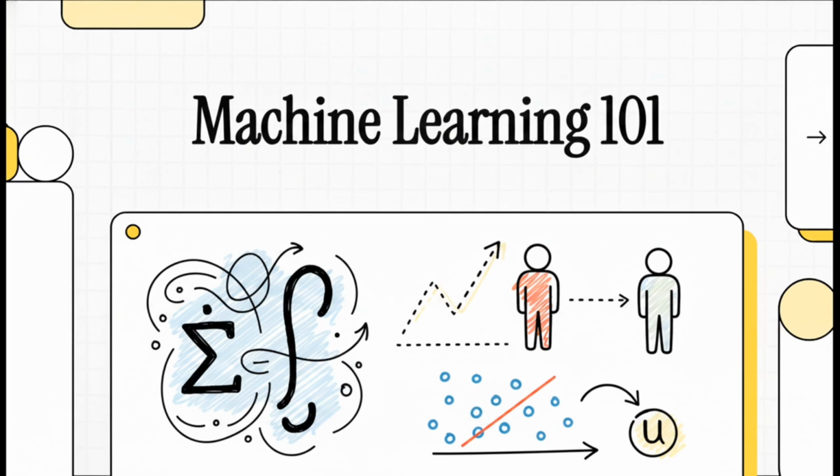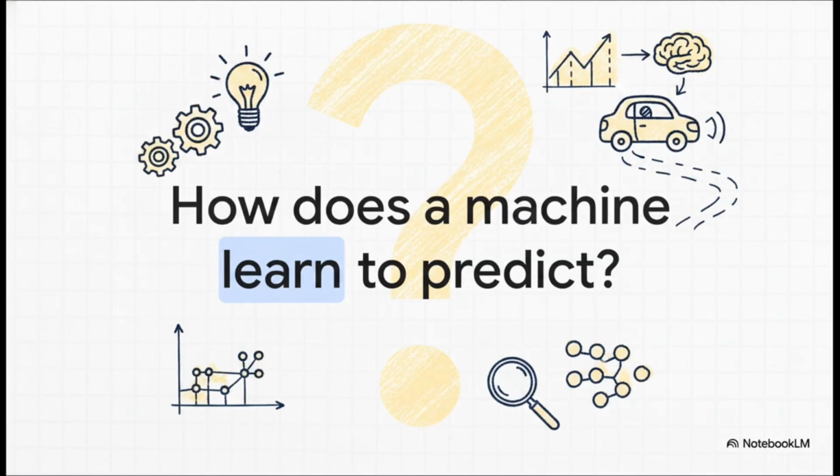We're going to break down the absolute bedrock of modern AI, linear regression, and gradient descent. Okay, let's dive right into this. How exactly does a machine actually learn to predict the future?